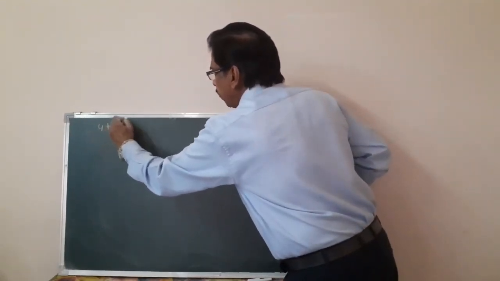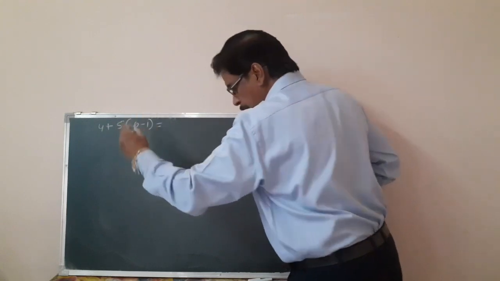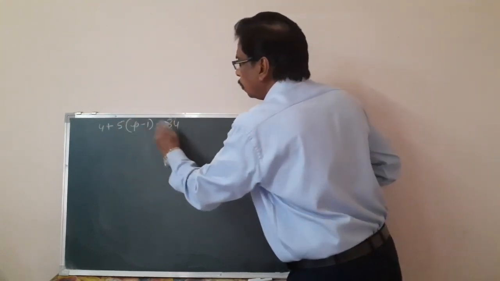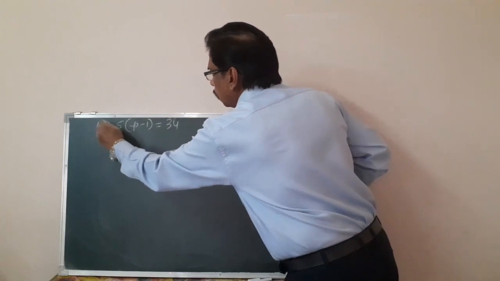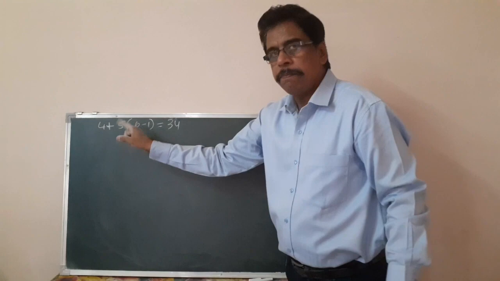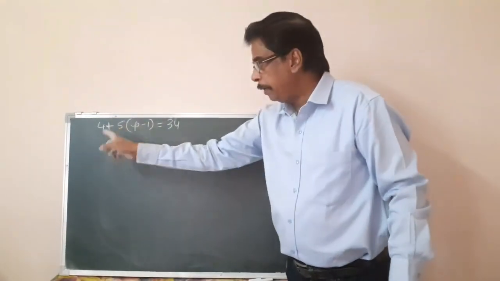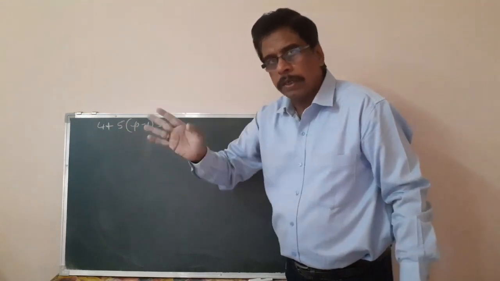4 plus 5 bracket p minus 1 is equal to 34. Now don't make a mistake of adding here. Don't do that.